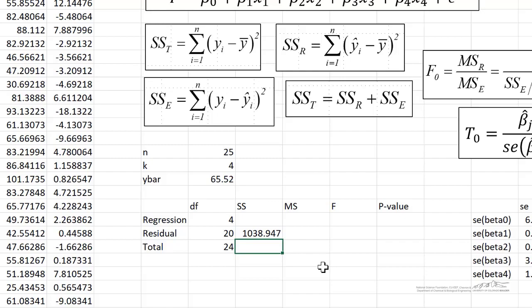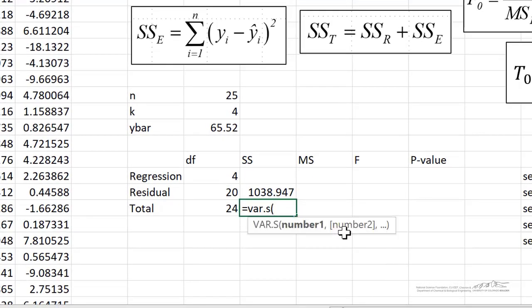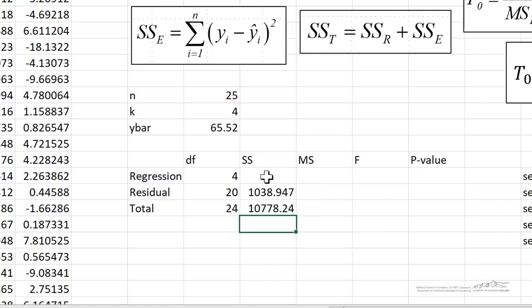SST, remember earlier I told you that a shortcut for that is to use the VAR.S formula of our data times n minus 1. That's a shortcut for calculating SST. And then the regression sum of squares, we can use this equation up here, and that's just equal to our total sum of squares minus our residual sum of squares, 9739.